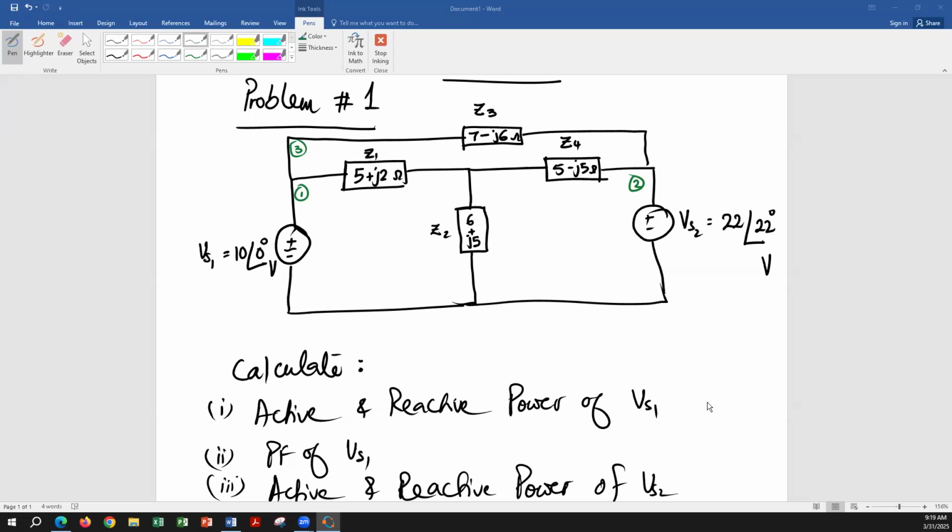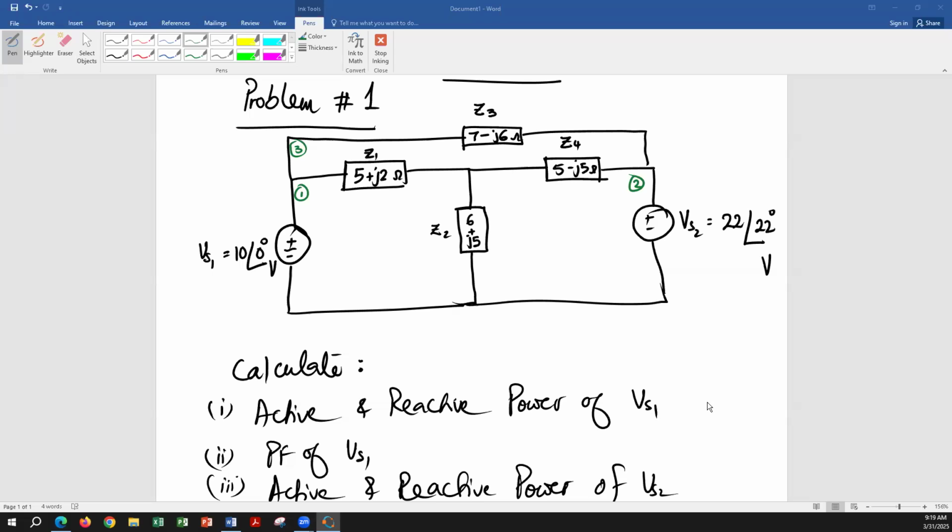Okay, so let's do the first one. To do the first one, let's see what do we know and how can we find the current in VS1? Let's look at it in a broad way. To find the current in VS1, you need to know either the voltage or current in Z2.